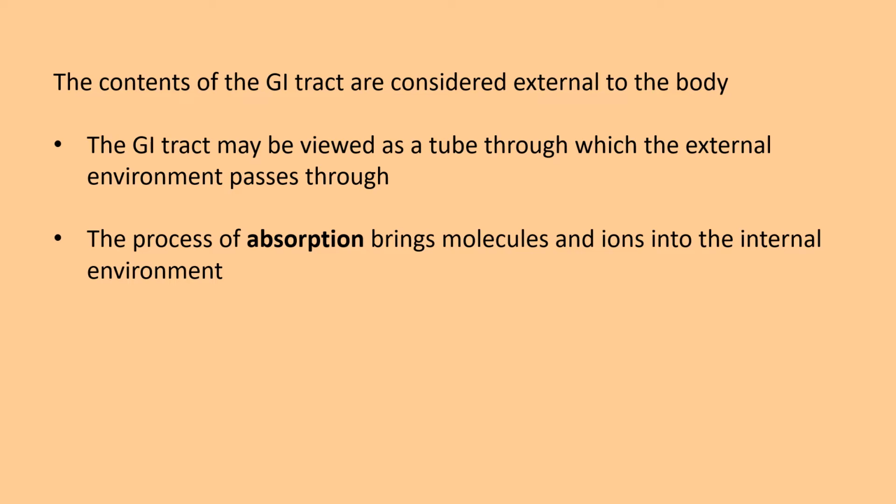So I mentioned this earlier, I think in segment 1, that the contents of the GI tract are not considered part of your body, but rather they're considered to be external to the body. So your GI tract can be seen as a tube through which the external environment passes through. So you're sort of like a big donut. And it is the process of absorption, which most absorption happens in the small intestine, but that process of absorption is what brings those molecules and ions from the external to the internal as those things are added to your blood.